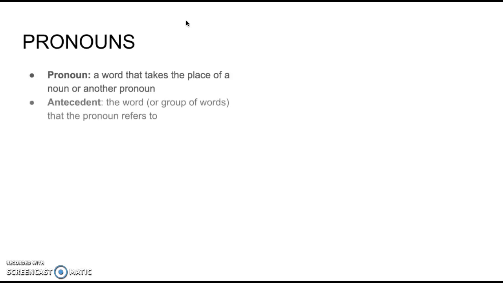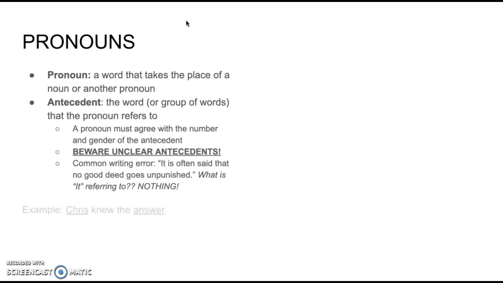Today's topic: pronouns, the second part of speech that we're going to cover. Now, a pronoun, in general, is a word that takes the place of a noun or another pronoun. And the antecedent is the word or group of words that the pronoun refers to. The pronoun must agree with the number and gender of the antecedent at all times. So, hold on, I'm going to give you an example of a pronoun and antecedent.